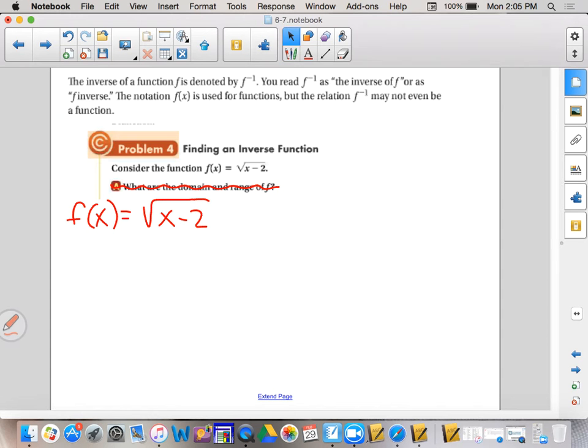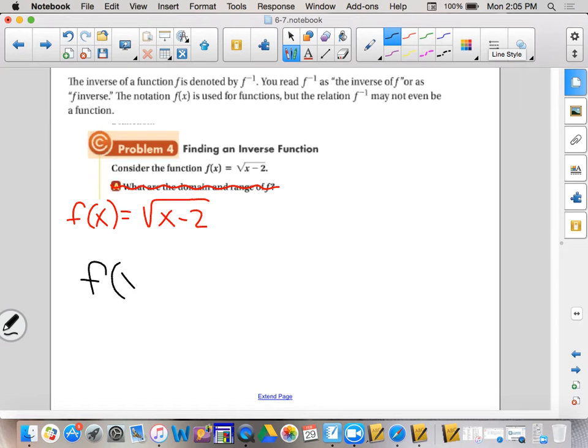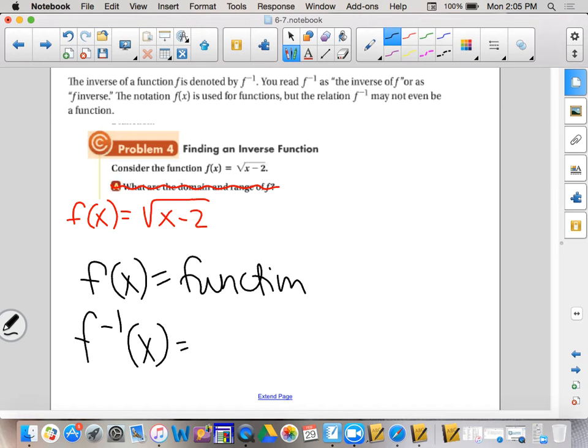Okay, so here's what you need to know before we go into this. I'm going to read this up here to you. The inverse of a function f is denoted by f raised to the negative 1. You read f raised to the negative 1 as the inverse of f. So if I saw something like this, I would know that it's the function of x. If I saw something like this, I would know that it is the inverse function of x. Okay? This is the function. This is the inverse. Does everybody see the difference? Function, inverse. So f raised to the negative 1 tells me that I'm looking for the inverse.